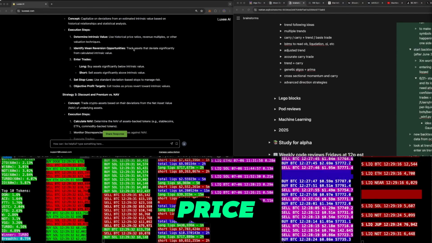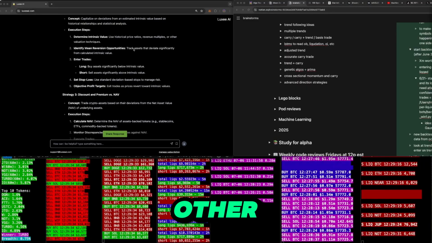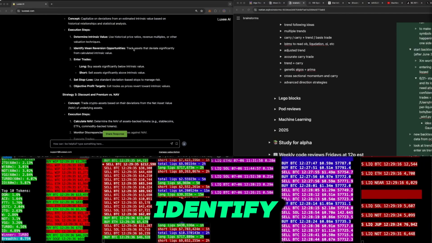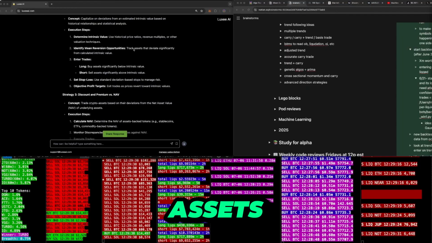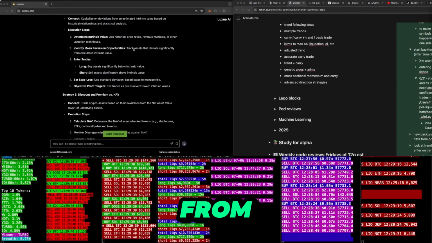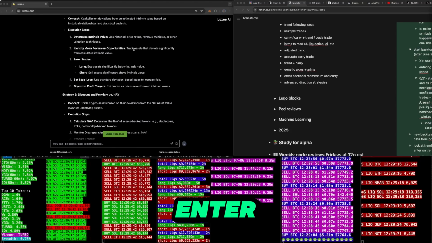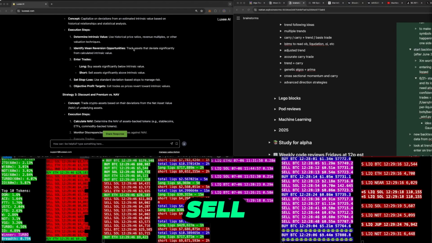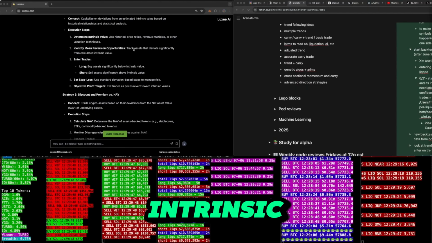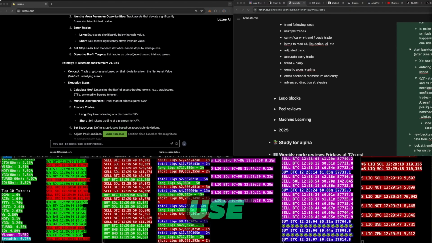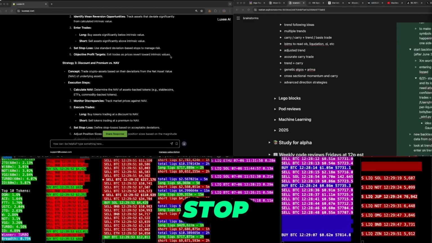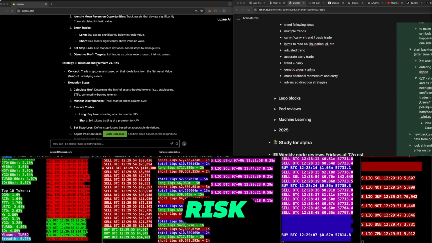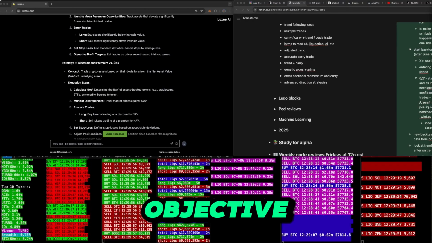Use historical price ratios, revenue multiples, or other valuation techniques. Identify mean reversion opportunities. Track assets that deviate significantly from calculated intrinsic value. Enter the trade. Buy assets significantly below intrinsic value. Sell assets significantly above intrinsic value. Set the stop loss. Use standard deviation based stops to manage risk. Objective profit targets.